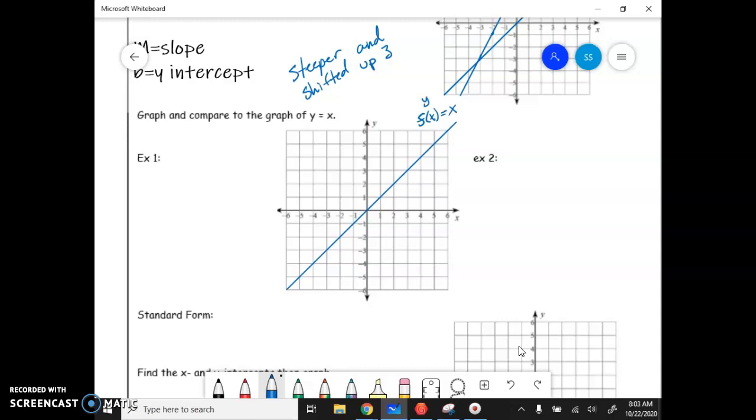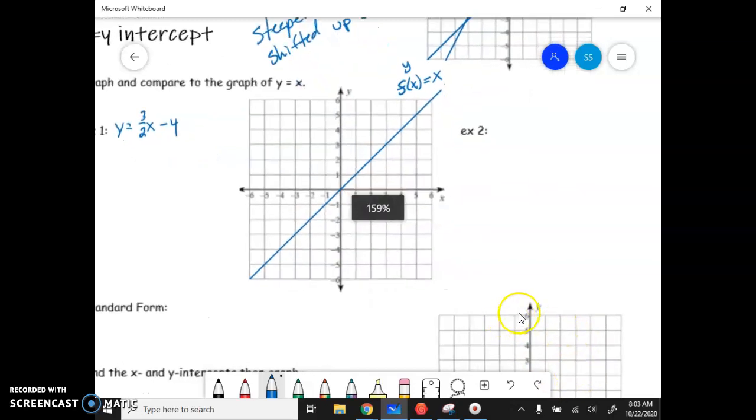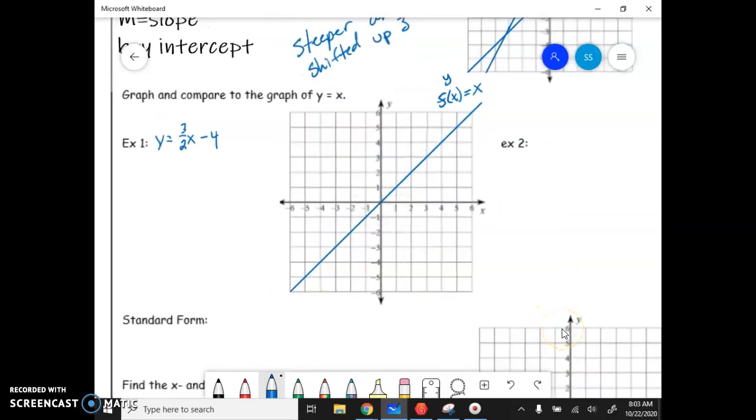Okay, now we're going to plot out a couple equations here. How about y is equal to 3 over 2x minus 4. Well, you guys can see this. Maybe I'll zoom in a little bit more. And my second example, we'll do y is equal to negative 3x plus 2. All right, so we're just going to plot these two out and compare them to the parent function.